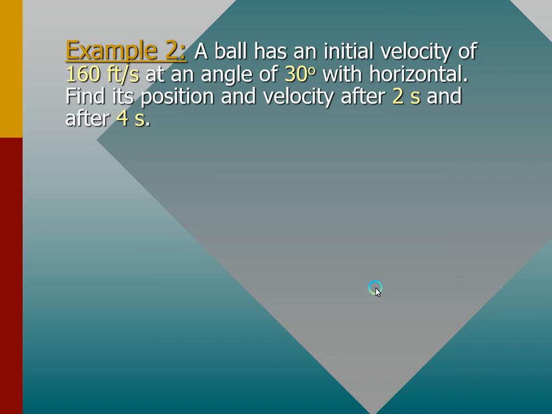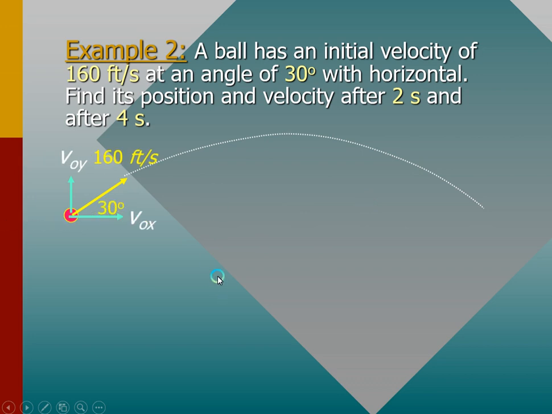Okay, so more example kay para mas maintindihan gid naton. A ball has an initial velocity of 160 feet per second at an angle of 30 degrees with the horizontal. Find its position and velocity after 2 seconds and after 4 seconds. Okay, so kabalo kita ang itsura sa aton nga representation. So we have, so initial naton nga velocity will be 160 feet per second.